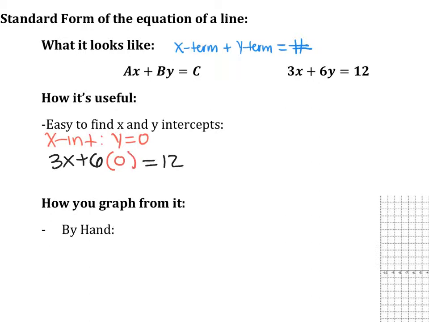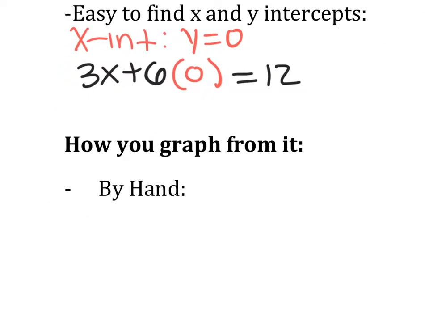equals 12. 6 times 0 is just 0, so we'll be left with 3x equals 12. How do I get x by itself? It's not a trick question. How do I get x by itself? Divide by 3 on both sides. So we're left with x equals 4. So that would be a point. We'd have the x-intercept of 4, 0.